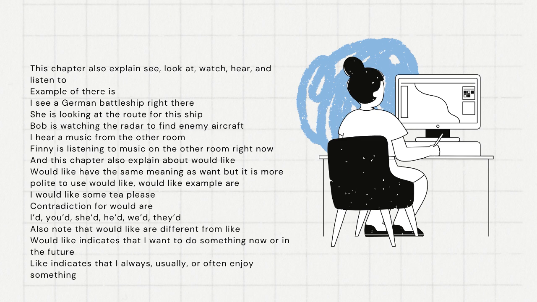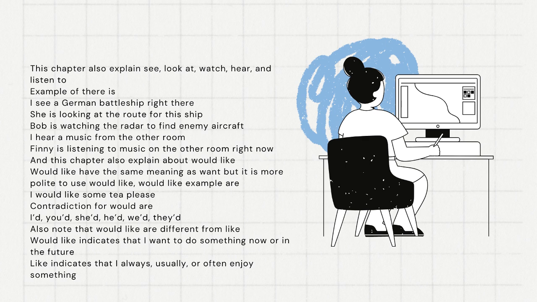This chapter also explains see, look at, watch, hear, and listen to. Examples of these are: I see a German battleship right there. She is looking at the route for this ship. Bob is watching the radar to find enemy aircraft. I hear music from the other room. Vinny is listening to music in the other room right now.